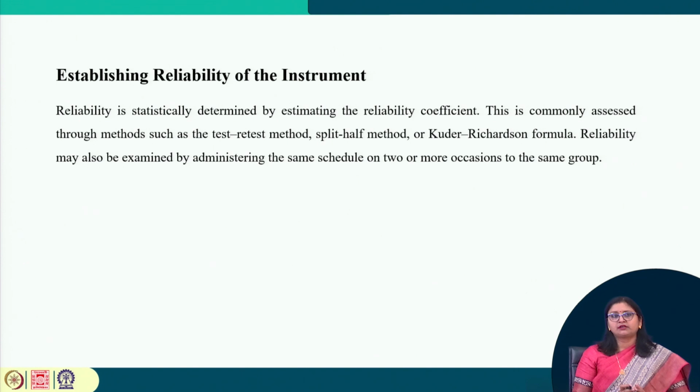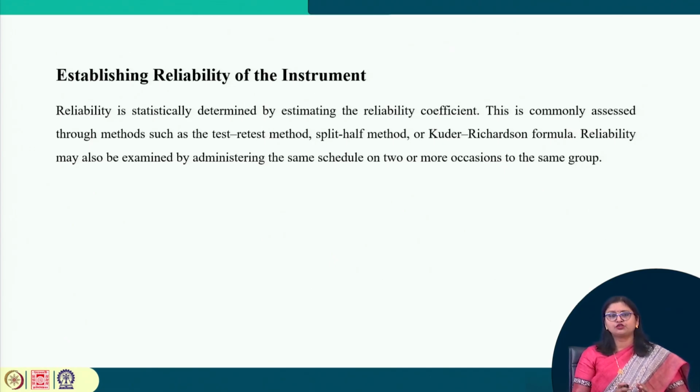Then another important aspect is establishing the reliability of the instrument. The reliability is statistically determined by estimating the reliability coefficient. This is commonly assessed through methods such as the test-retest method, the split-half method and the Kuder-Richardson formula, and reliability may also be examined by administering the same schedule on 2 or more occasions to the same group.